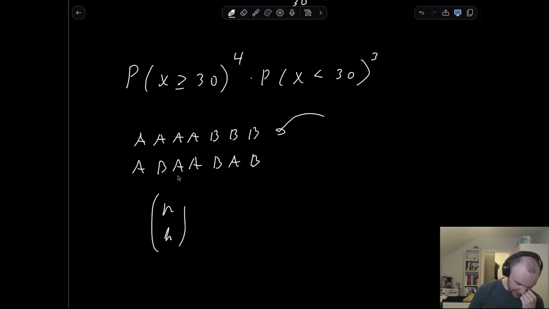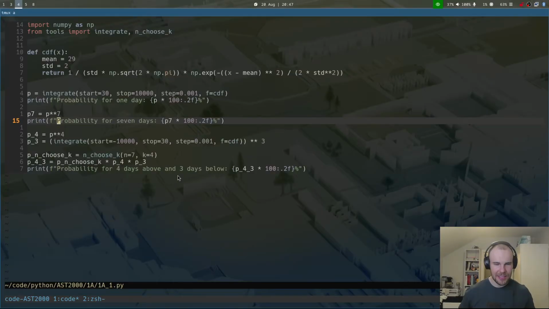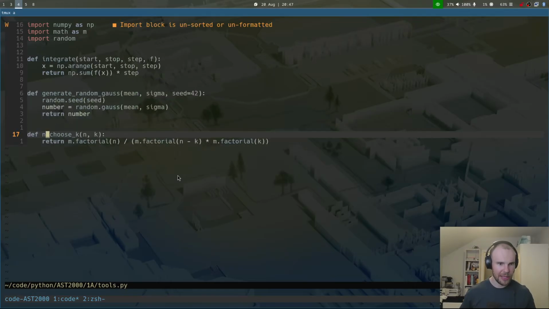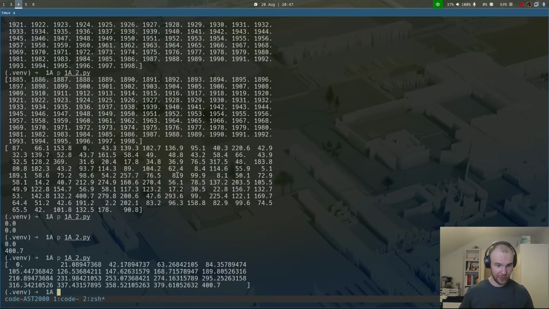If you multiply n choose k by these two, you get the correct answer, which is the binomial distribution, because the binomial distribution also assumes independence. That is how I solved it. Here I have p and n choose k, which I made as a formula using factorials. Then we have p to the 4th, and p to the 3rd, then the other side, 1 minus the probability of being below 30, cubed.